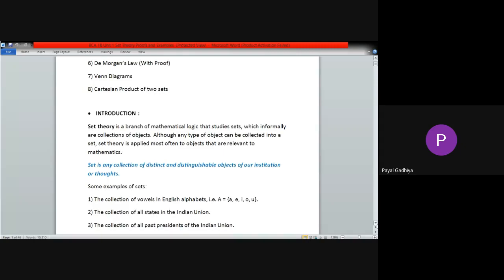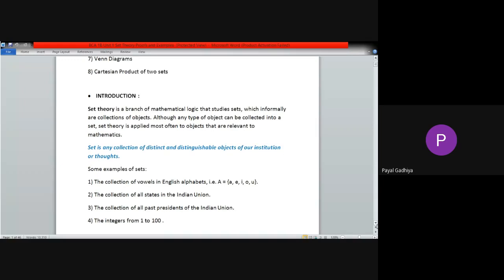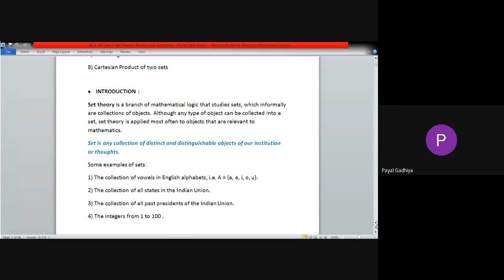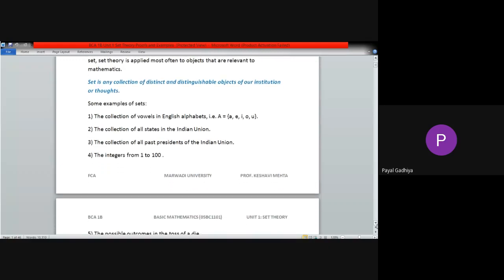Then second is the collection of all states in the Indian Union. So this is also a set. Then the collection of all past presidents of the Indian Union. The Indian Union has had all these presidents, and we can take a collection of them and say that this is a set. Now the next, the integers from 1 to 100. Taking numbers like 1, 2, 3, 4 up to 100, this is a collection of integers which we can say is a set. So these are examples of sets.